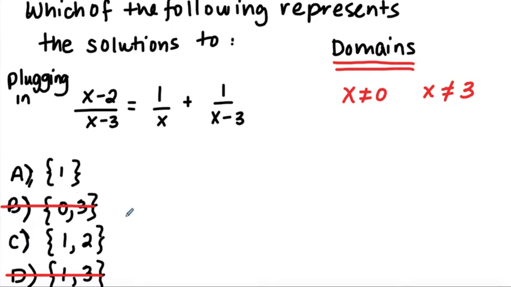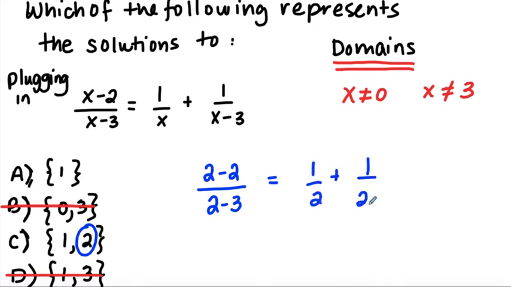Now, I want to choose wisely. Both of my answers have a 1 in them. So if I choose 1 and it works, that's not going to help me in any way. So I decided I'm going to go to C and check 2. I'm going to plug in 2 because if 2 doesn't work, then I know that that's not my answer and I can pick A. All right, so I'm going to take 2 and plug it into the equation. So 2 minus 2 over 2 minus 3 equals 1 over 2 plus 1 all over 2 minus 3.